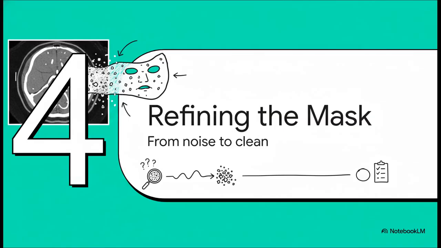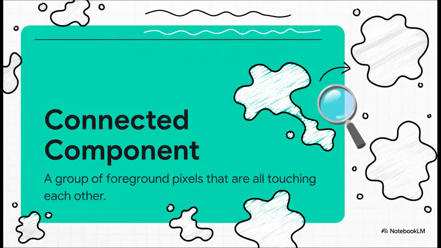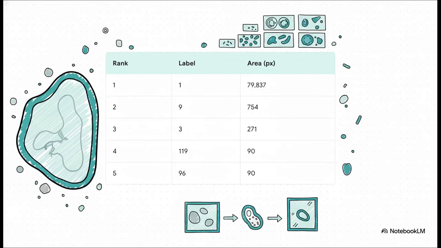But if you look closely, you'll see our mask isn't quite perfect yet. There are all these little white speckles and bits of noise scattered around. It's a fantastic start, but we often need to clean this up and isolate just the main thing we're interested in. To do that, we use a cool trick called connected components. Basically, the computer scans our mask and groups together all the white pixels that are touching. This turns all those white regions into distinct objects or blobs that we can count and measure. So, after running that analysis, the computer found 153 separate objects.